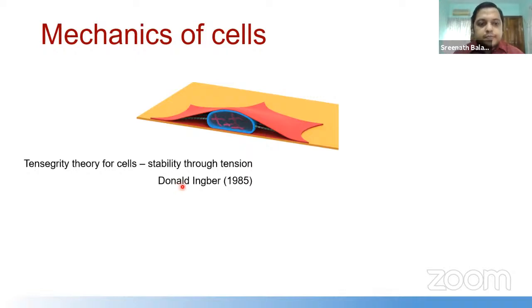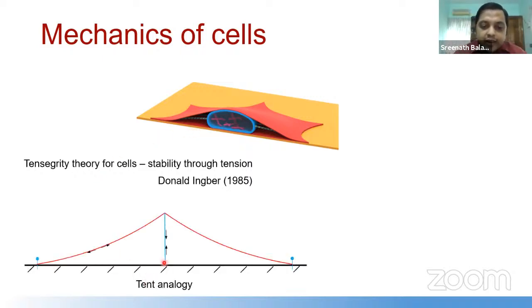He showed that the cells act like a tensegrity system, which means that the stability in the cell is achieved through tension. And he proposed that actin is the tensile element, which is under tension, and microtubule is the compressive element. So that is a more microscopic picture where you have the actin and microtubule. Let's say we look at the cell as a whole, then we can actually think of it like a tent.